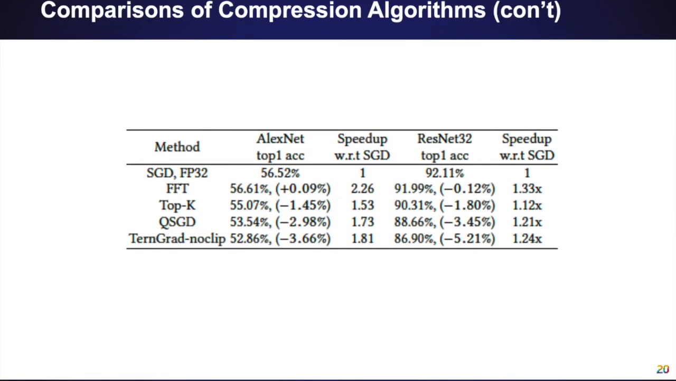If we get all the numbers from the last slide, then we can create a table like this. The table tells that the FFT approach achieved a similar accuracy as the original SGD, but is 2.26 times faster. The other compression algorithms can also reach a similar accuracy, but the FFT approach performs the best in terms of the training speed.